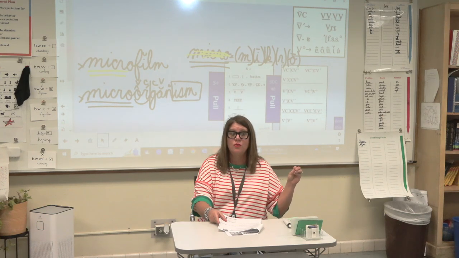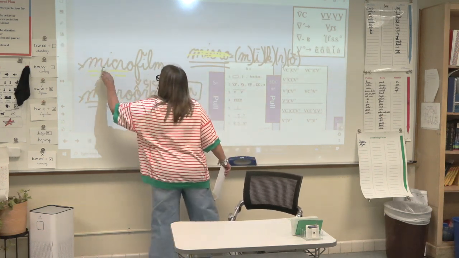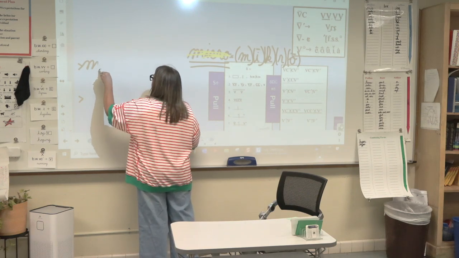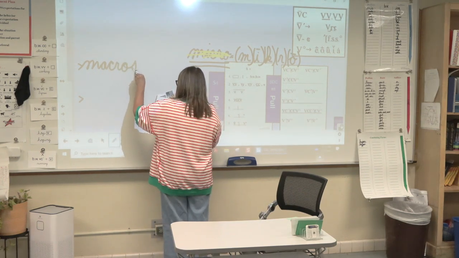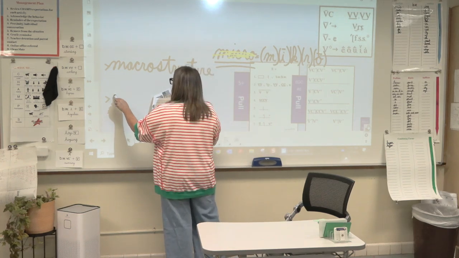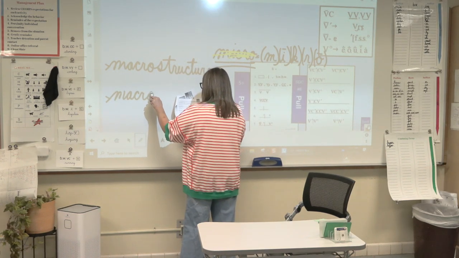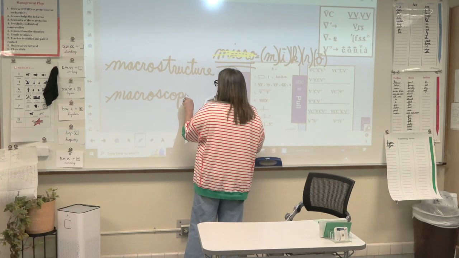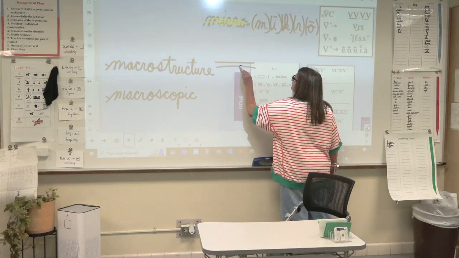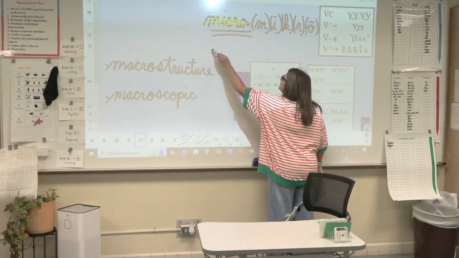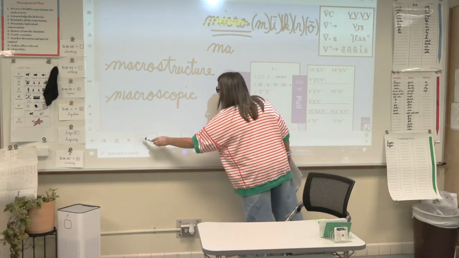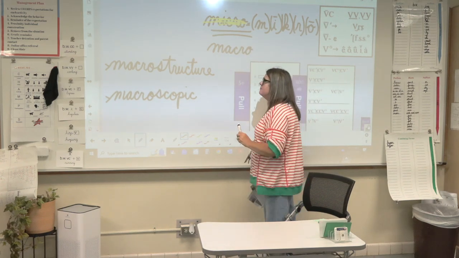Excellent. All right, I'm going to write some more combining forms on the board, and let's see what letters we see alike in these words. Macro, structure, and macroscopic. What letters do you see alike in these words? Macro. Excellent. Macro is our next combining form.